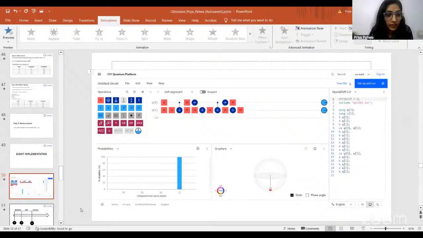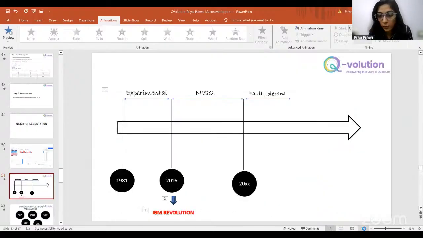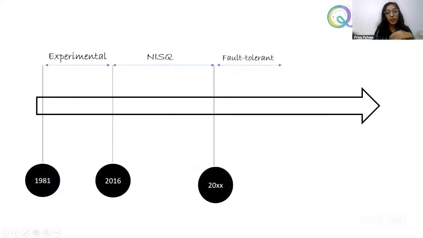So yeah, next we are moving on to the evolution of the algorithms. Up till 1981, it was all experimental.